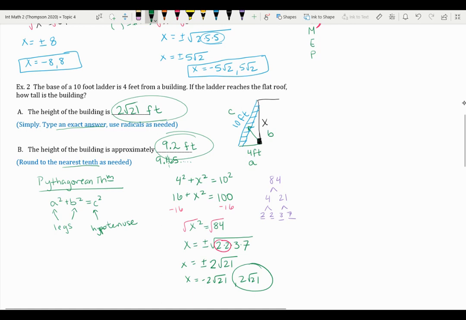I think you have 1 or 2 of these problems like this in your assignment.